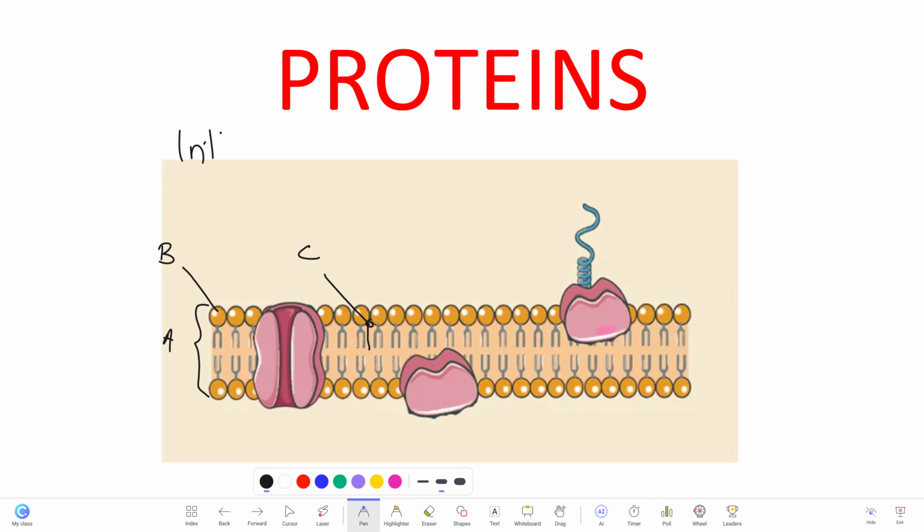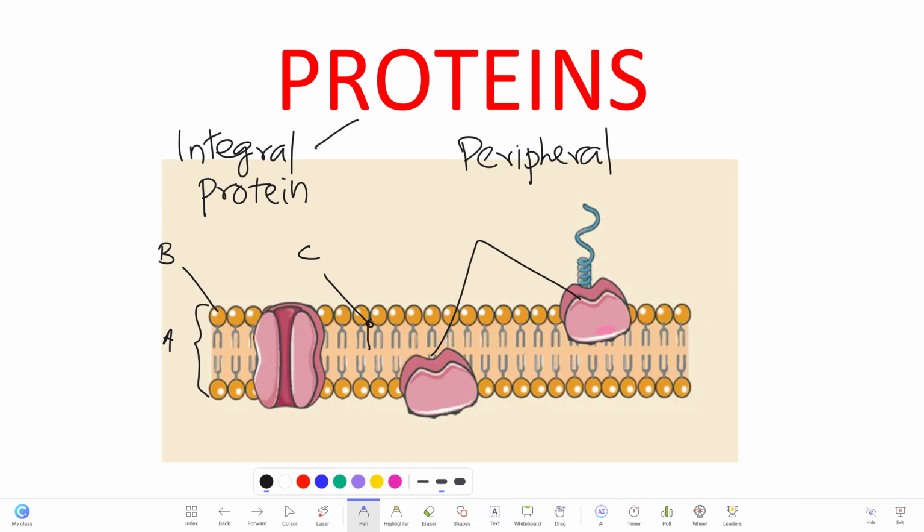So they call this an integral protein. Okay. Integral protein. It's inside the membrane. And this one is only on one side. See? Either inside or outside. So this is called a peripheral protein.